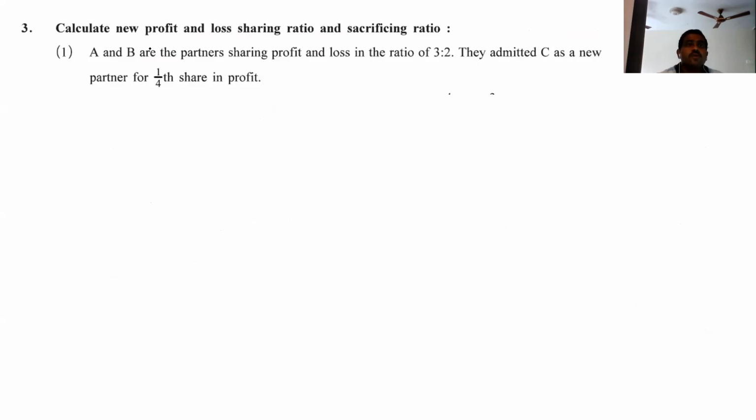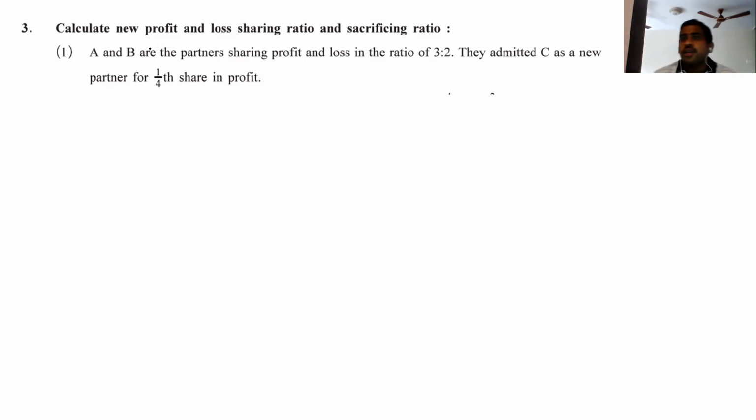If you see this sum, it is the same as what we did in the illustration. So let's see what the question is. A and B are the partners. They share the profit and loss 3 is to 2. They admitted C as a new partner for 1/4 share, and they are asking to find two things: the new profit and loss ratio and the sacrifice ratio.